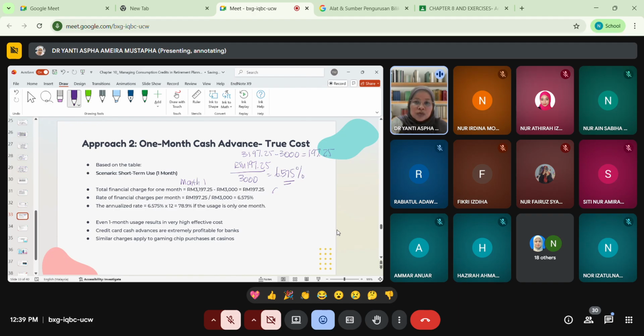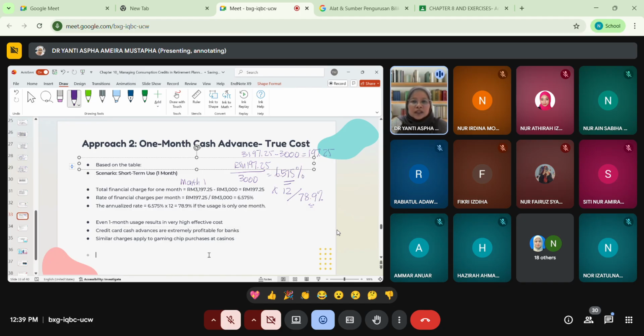So this is for 1 month, 6%. So when you multiply by 12, you get 78.9%. Okay, so this is usage for only 1 month. The annualized rate is 78.9. Okay, so even 1 month usage results in very high effective costs. So credit card cash advances are extremely profitable for banks. Similar charges apply to gaming chip purchases at casinos. Something that probably we don't know, kan? So credit card advances are extremely profitable.